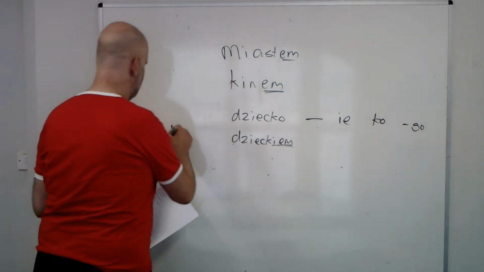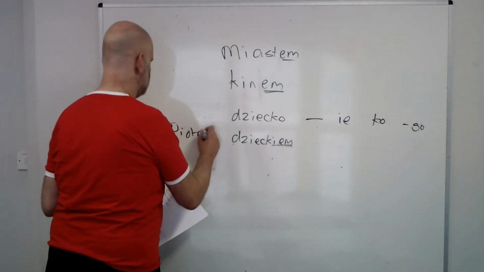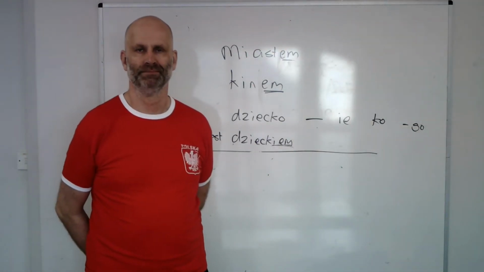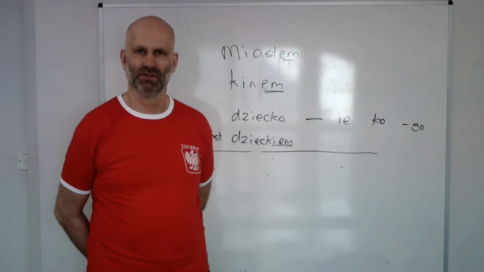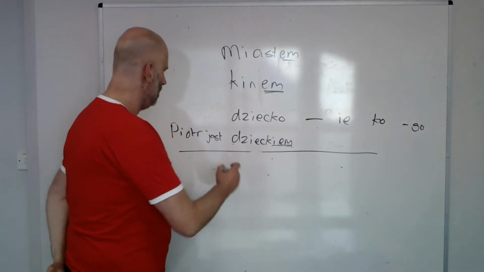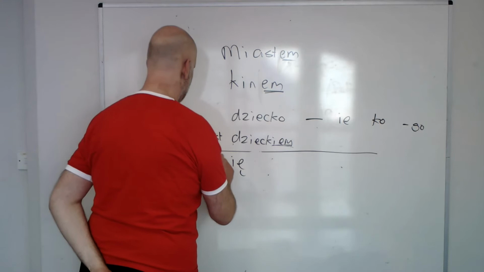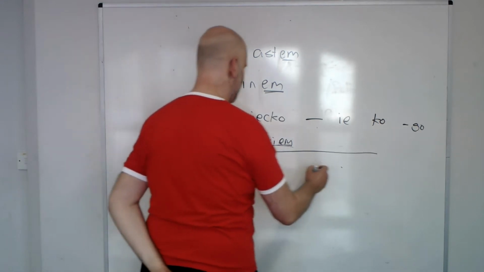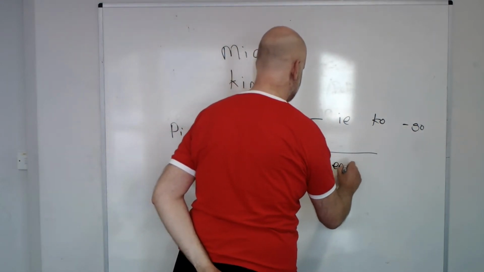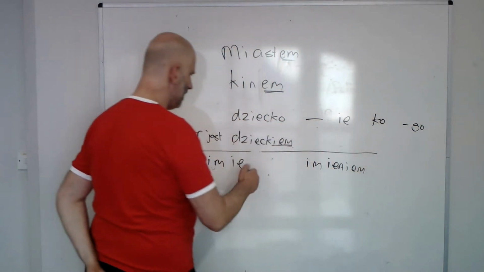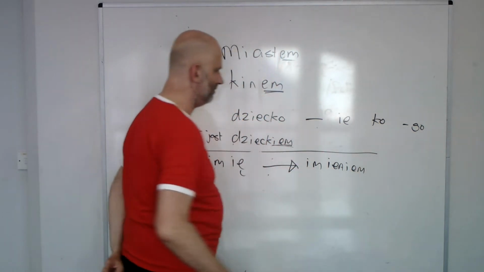So we could say Piotrov jest jetkiem. And another type of instrumental ending for neuter nouns is, if you've got a noun which ends iao, like imiao, then the ending is yeniem. So imieniem. So imiao becomes imieniem.